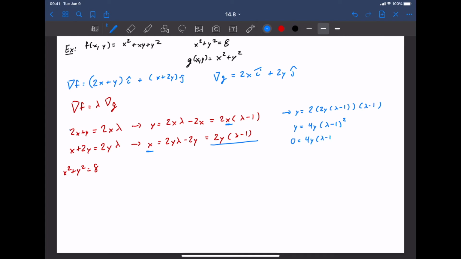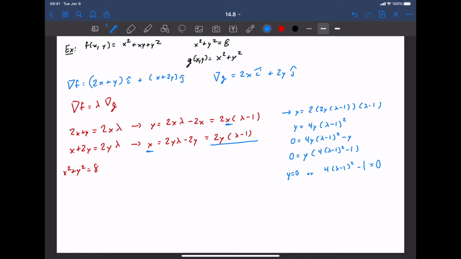4y(λ − 1)² − y = 0 equals y times (4(λ − 1)² − 1). Why do we factor? Because, as always, this shows there are two ways out of here. Either y equals 0 or this other thing, which is not λ equals 0.